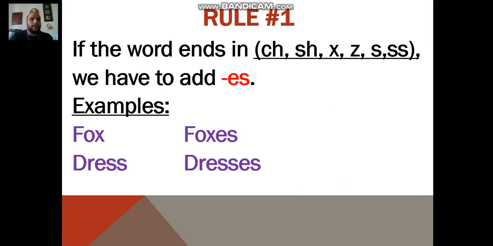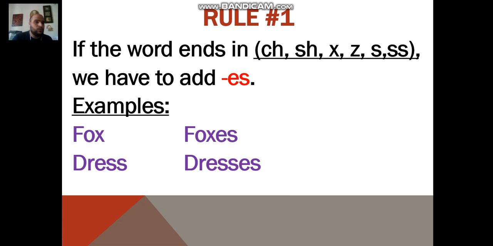Rule number 1: if the word ends in CH, SH, X, Z, S, double S, you have to add the ES automatically. When I say, for example, bench, it's going to be benches with ES. A brush, it's going to be brushes with ES. A fox, it's going to be foxes with ES. A box, it's going to be boxes with ES. A quiz, it's going to be quizzes with ES by the end.